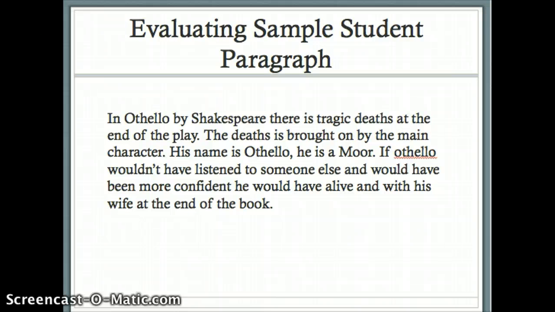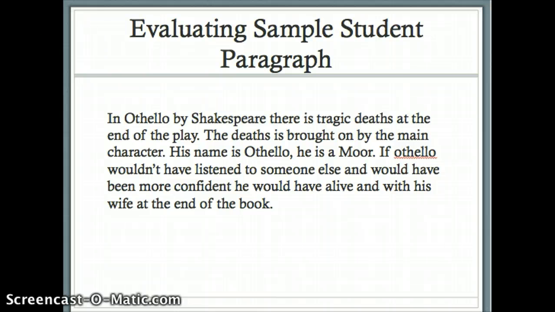So here's an example of an introductory paragraph written by a student, and this one has some problems. This is what I would say would be a weak introductory paragraph for a number of reasons. If you read it out loud, you can definitely hear some of the errors. So I would always suggest reading your work out loud, and definitely reading it over a second time before handing it in. So I'll just read it.